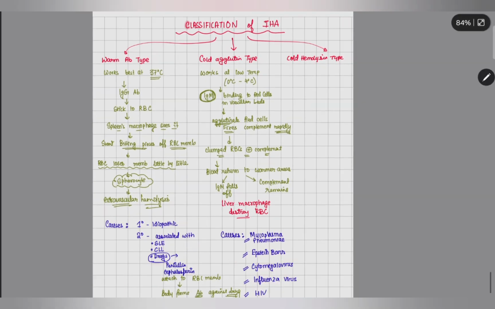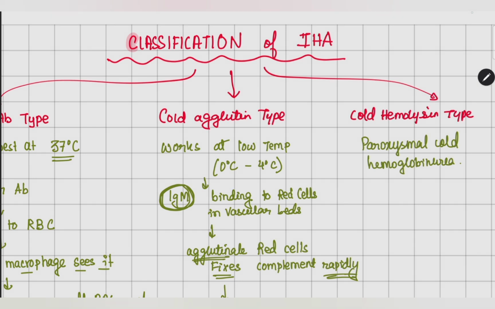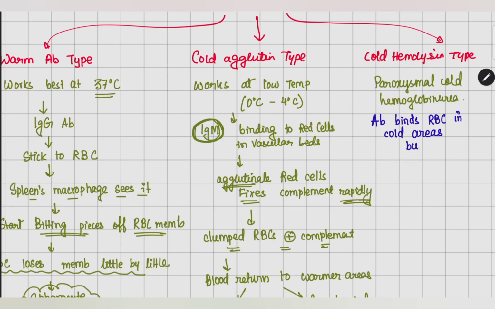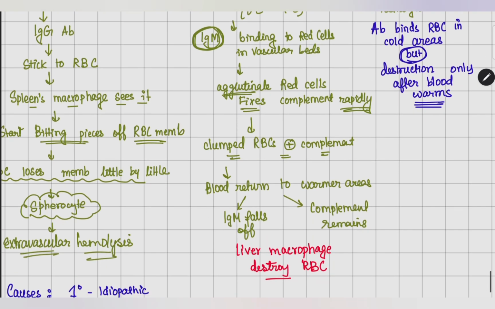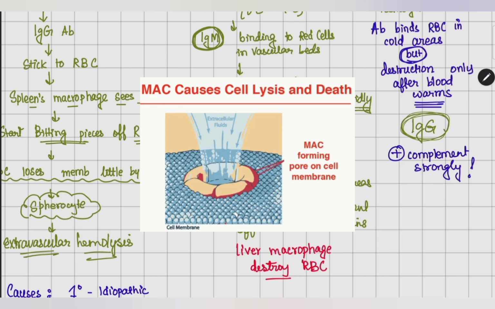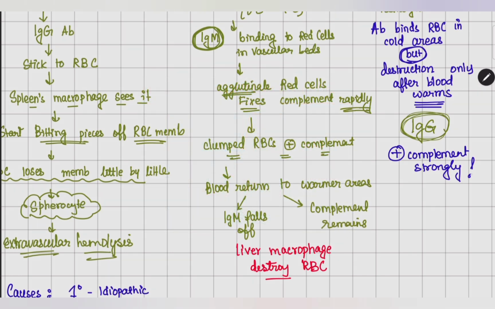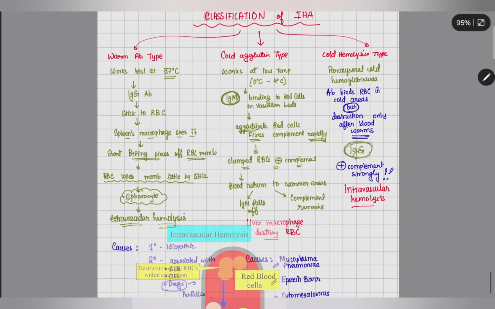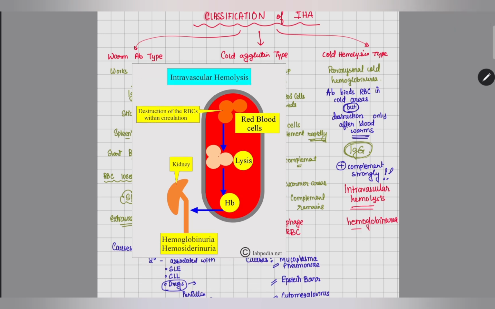Coming to the cold hemolysin type, it can be seen in paroxysmal cold hemoglobinuria. Here the antibodies bind RBCs in the cold temperature, but it causes hemolysis whenever the blood warms again. So this is different from the ordinary cold agglutinins. It is mediated by IgG antibody, and it activates the complement system strongly. So it forms a membrane attack complex, and this MAC punches a hole in the RBC membrane, resulting in intravascular hemolysis. So we can find hemoglobinuria in this case.